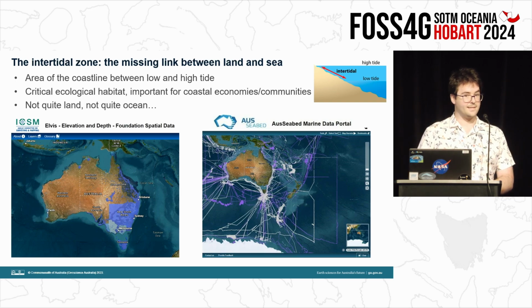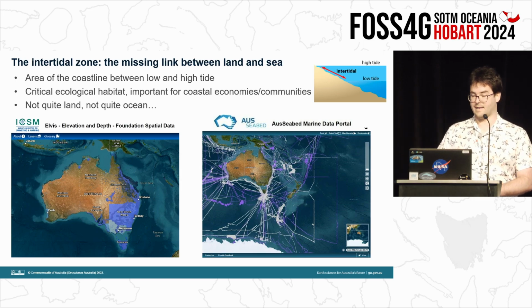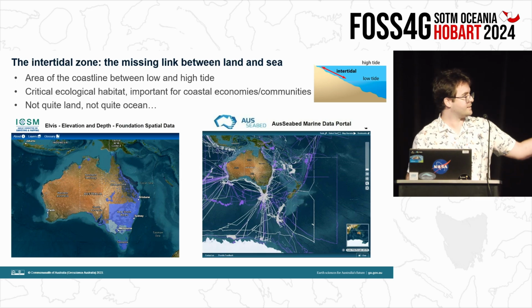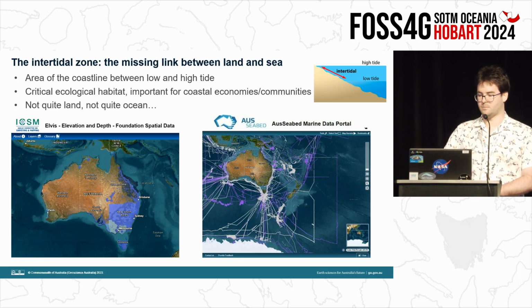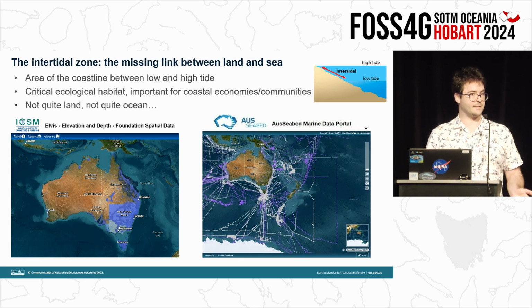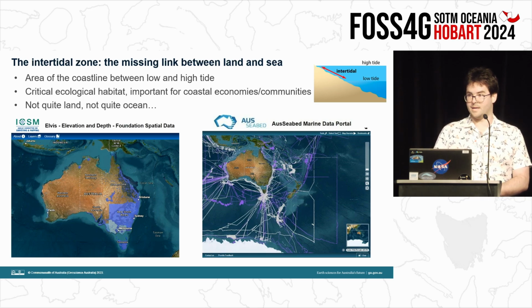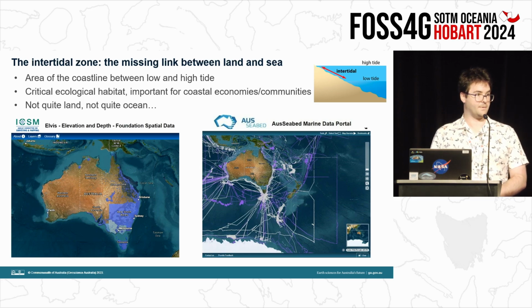What we find is that this area slips between the cracks of our national mapping efforts. On the bottom here, on the left we've got our Elvis platform of terrestrial elevation data, and on the right our Oz Seabed platform of marine bathymetry data. Because this environment is really difficult to survey, with its changing conditions, and it's wet and muddy and sometimes quite treacherous, we end up with a consistent data gap along our coastline. For us at Geoscience Australia, as a national mapping body, having this gap in our national data holdings that describe the shape of our coastline is a bit of a problem.